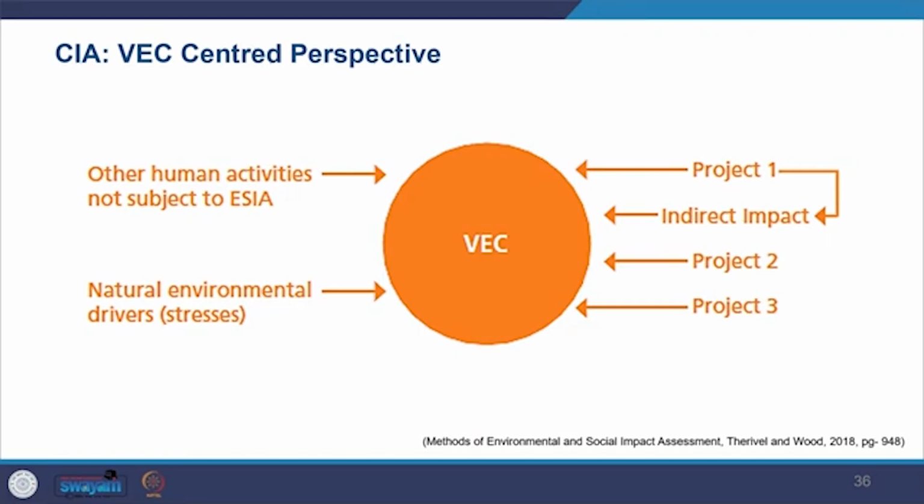Once the other impacts have been identified, the cumulative impacts are assessed as the resulting change in the condition of the VEC. So we try to see what's really happening with the VEC rather than with the project. Here in cumulative impact assessment we try to see what's happening to the VEC because of project 1, project 2, project 3, human activities, natural environment drivers and stress. From all perspectives, what's really happening to the VEC. So that's the key difference between EIA and cumulative assessment.